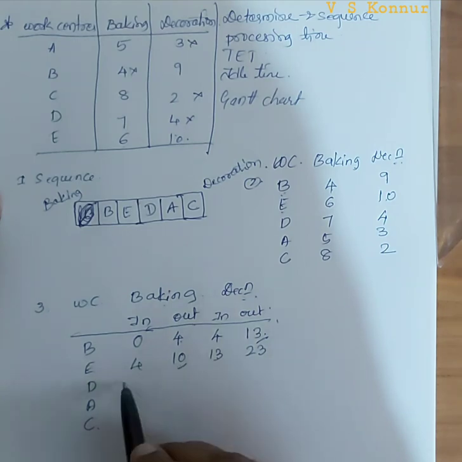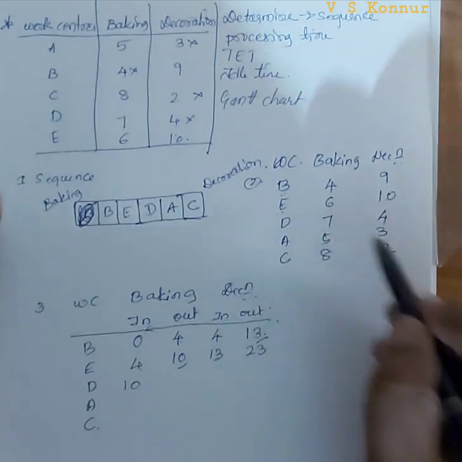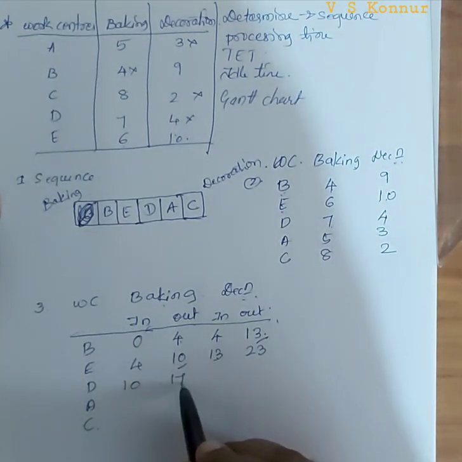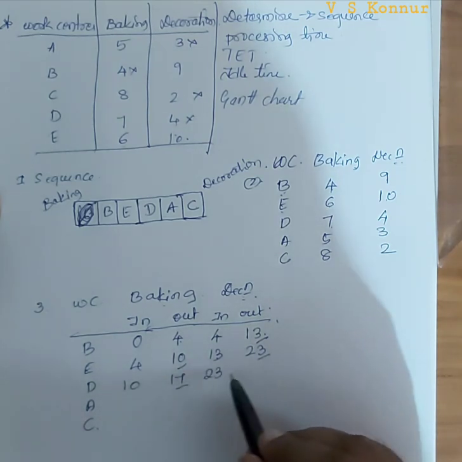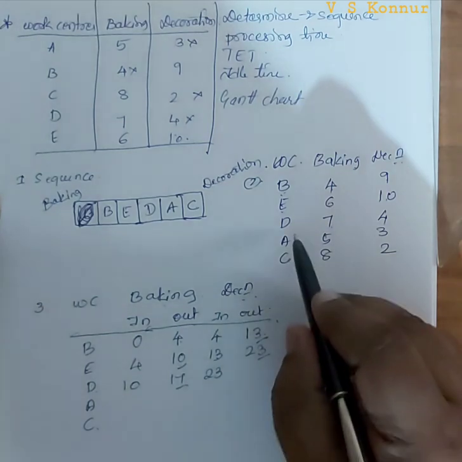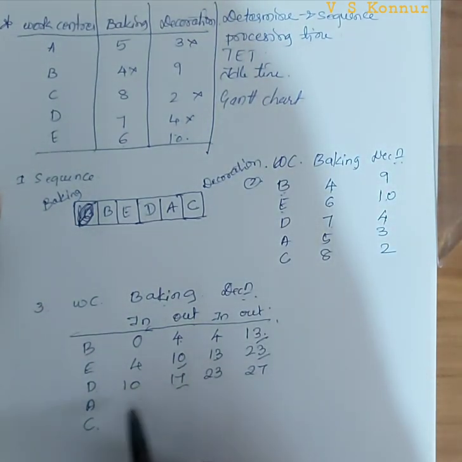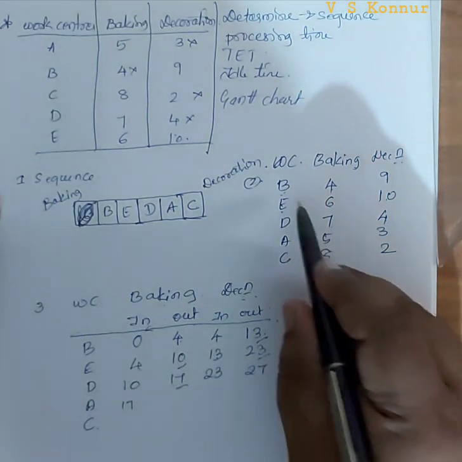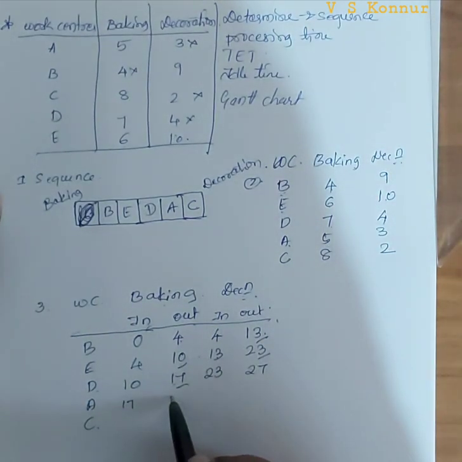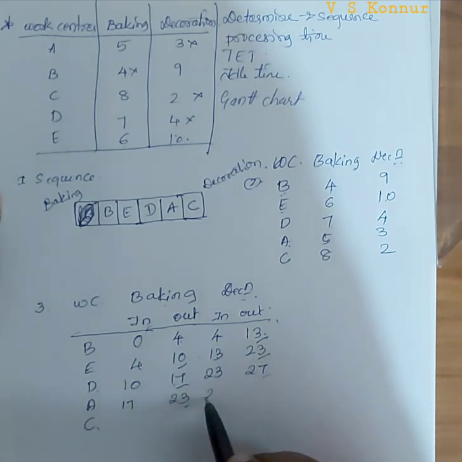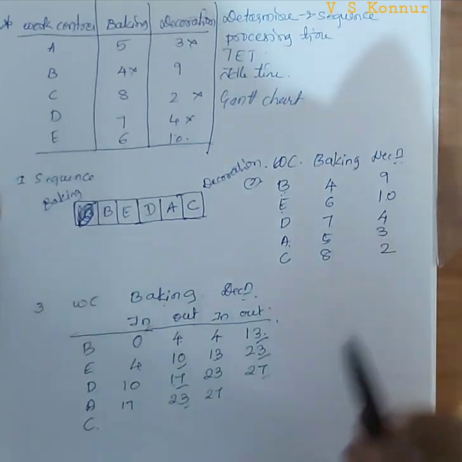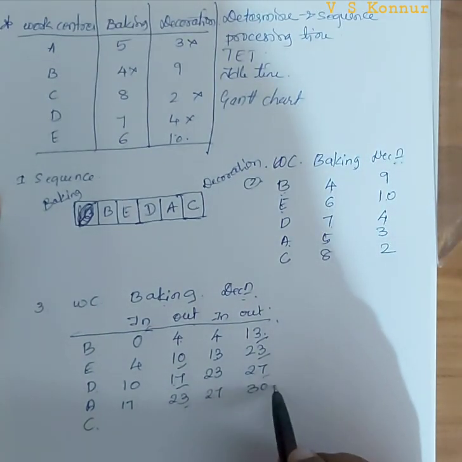Next, D is entering after 10 hours, requires 7 hours to complete, 17. Compare 23, 17, 23 is highest. 23, D 4 hours is required, 27. A is entering after 17. A requires 5 hours to complete, 23. 17 plus 5. And compare 23, 27. 27 is highest, requires 3 hours to complete, 30.